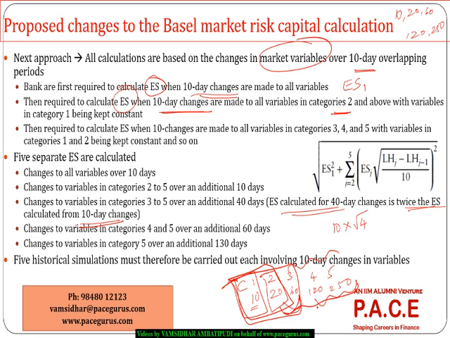Again make a 10-day change, but of course here we require it for 60 days, which means you multiply the 10-day ES by the square root of 6. And the same logic goes till the last. So you are computing 5 ESs, ES1 to ES5. And the way you compute is like this.